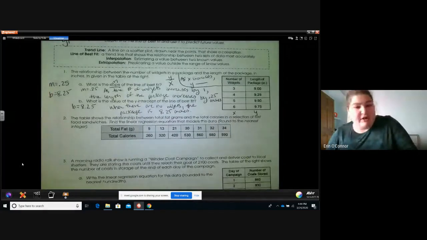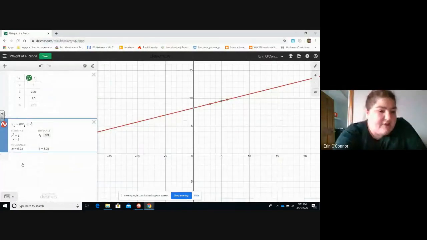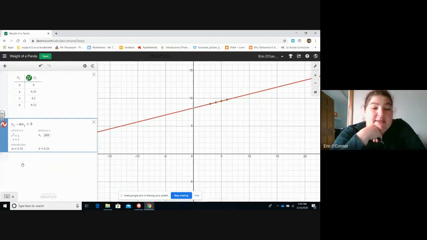I'm going to have us go back to Desmos real quick to make sure we look at that correlation coefficient. Everybody look at the r under the y1 equals mx1 plus b. And we see that r equals 1. That means that every point is on the line. So this would actually be a true linear equation. It's not a scatter plot.